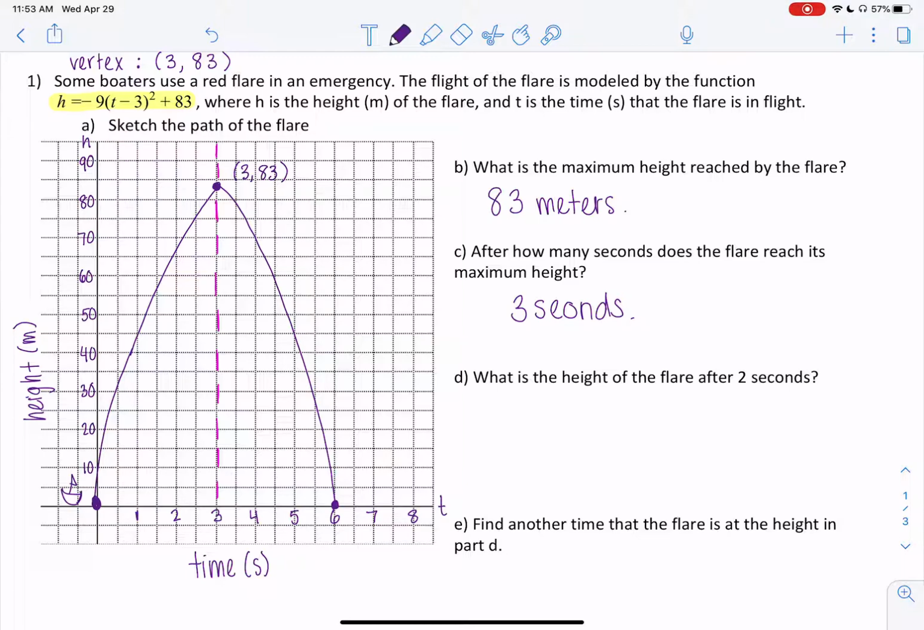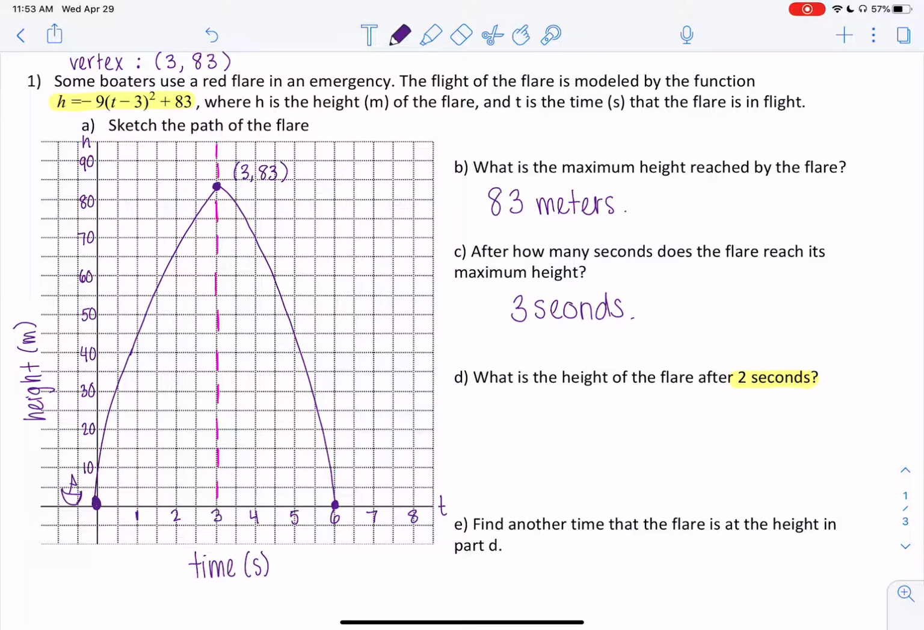Okay, now we want to see what is the height of the flare after 2 seconds. Now, it is challenging to use our graph at this point just because it is a sketch and it is not very accurate. If we go through and do this and yours ends up being accurate, that's amazing, but I would encourage you not to bank on that. So what we're going to do is we're going to do this algebraically.